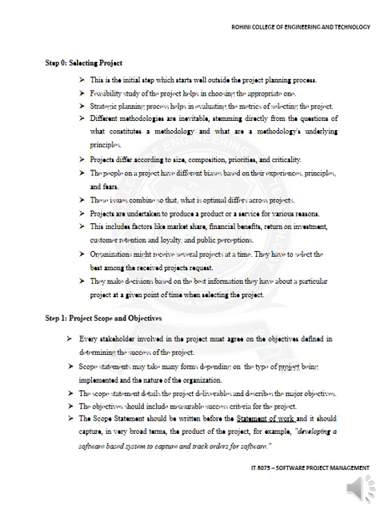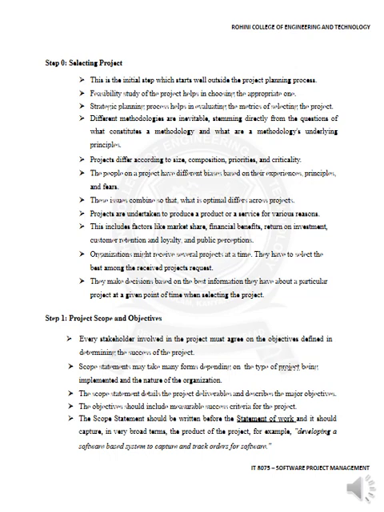Step 0, selecting the project. This is the initial step which starts well outside the project planning. Feasibility study is needed, choosing the appropriate one. Strategic planning helps in evaluating the metrics for selecting the projects. The project methodologies we have to choose. Then the people on the project have different biases, experience, principles and fears. They combine, so what is optimal differs across the project.